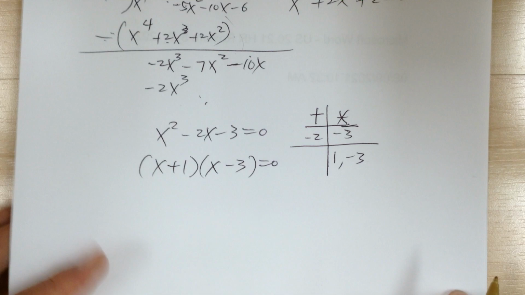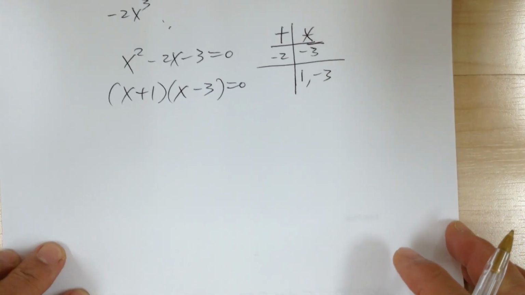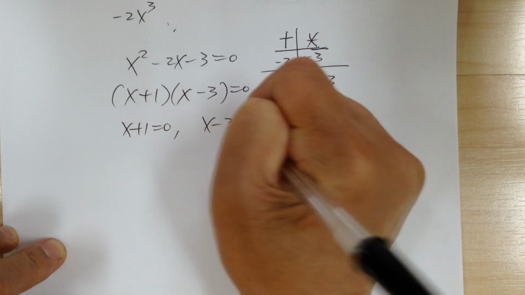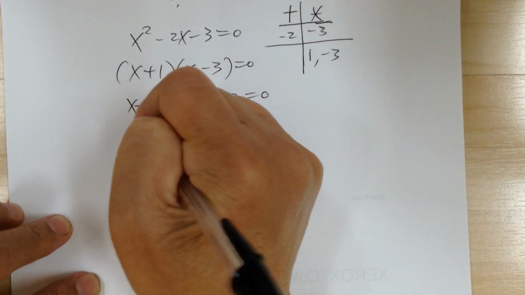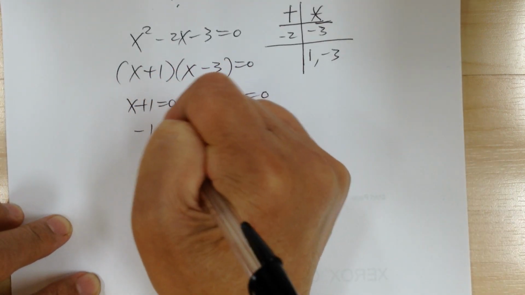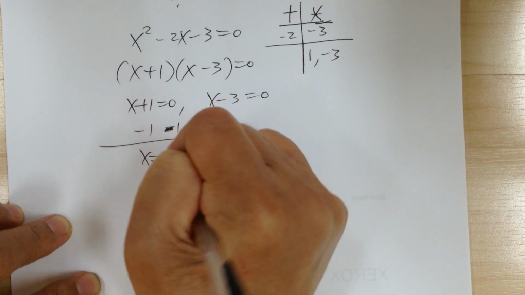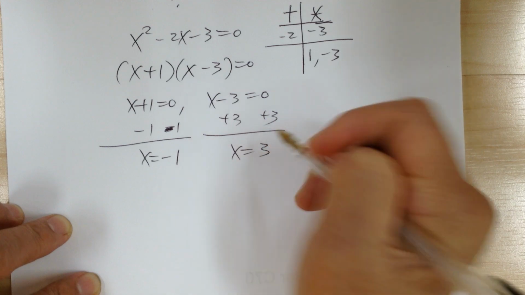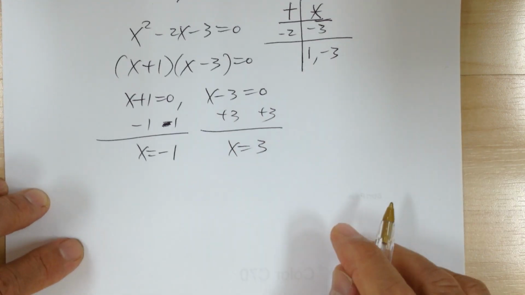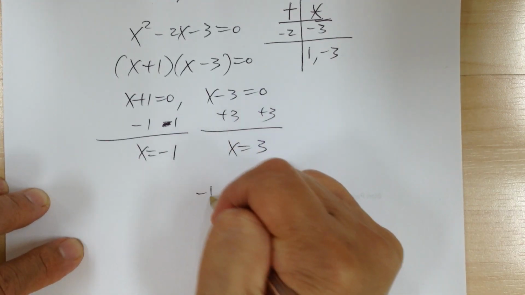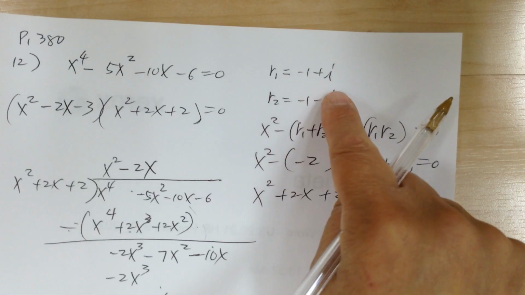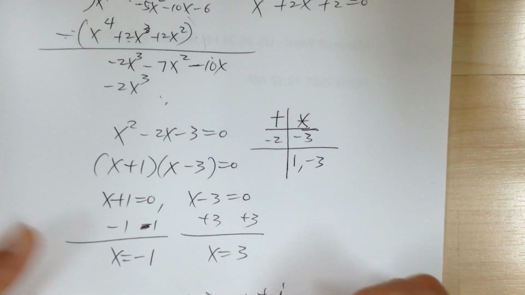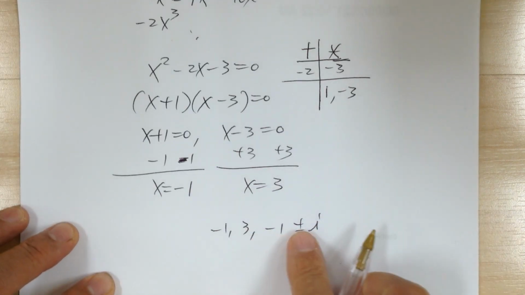Then next, you have to set each factor equal to 0 to solve. So x plus 1 equal to 0 and x minus 3 equal to 0. Minus 1 on each side, so you get x equal to -1; plus 3 on each side, so you get x equal to 3. Now we can get all our answers together. You got -1, you got 3, and 2 answers from here, -1 plus or minus i. So that's your 1, 2, 3, 4 answers.